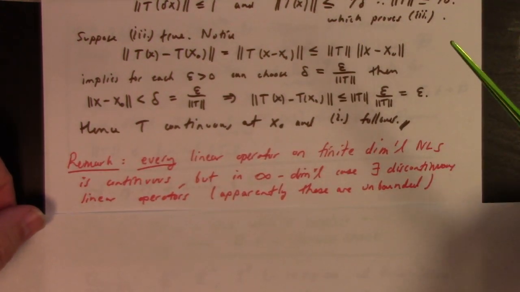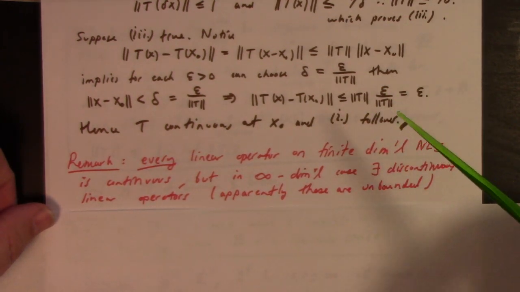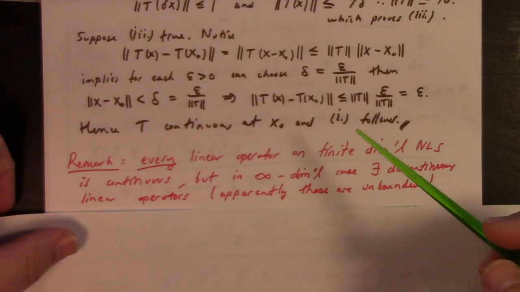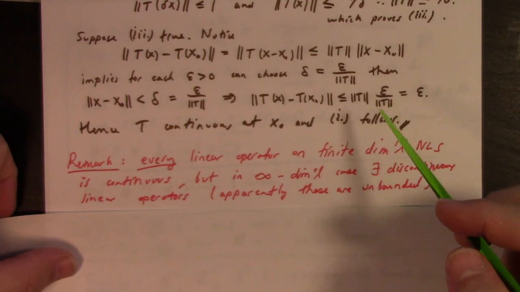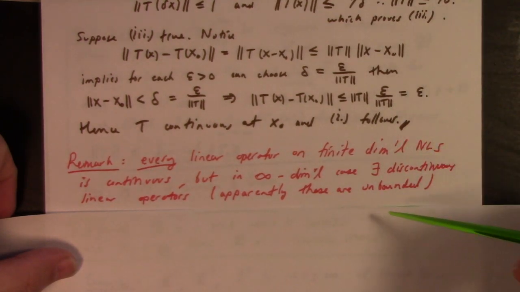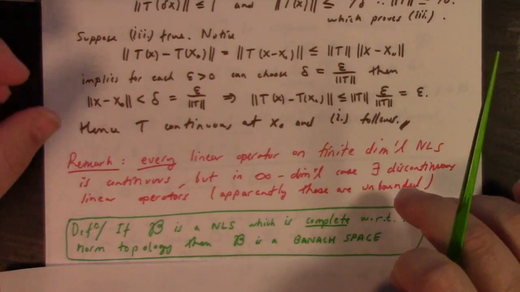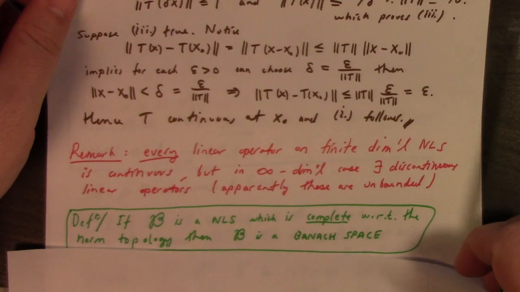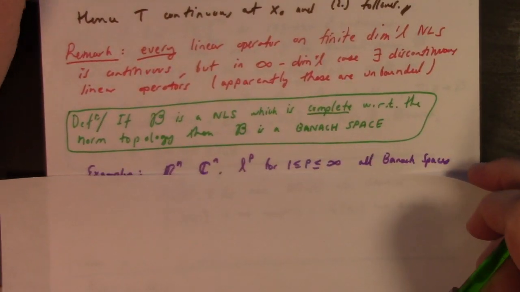Something we should mention: every linear operator on a finite dimensional normed linear space is continuous. But in the infinite dimensional case, there exist discontinuous linear operators. And apparently, if we believe Theorem 7.5, those must be the unbounded ones. All right. There are other things that are true about finite dimensional spaces that I'll try to say more about when we're in class, but I think I'll leave it at that for now.